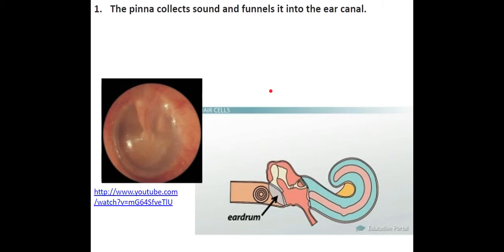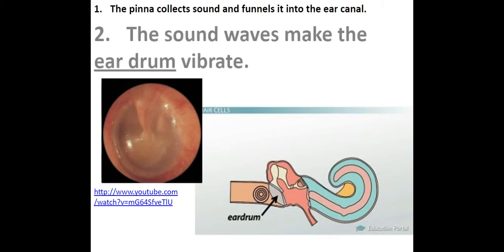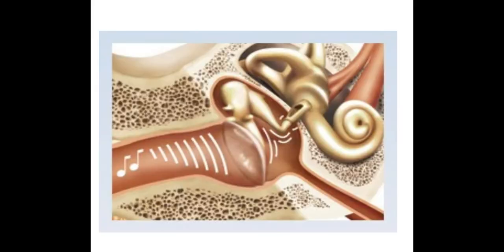So here's how it works. The pinna collects sound and funnels it to the ear canal. The sound waves make the eardrum vibrate. This video on the slideshow will show you what a real eardrum looks like if you go to a doctor's office and they look at your eardrum. So sound waves make the eardrum vibrate, and the middle ear will transmit those vibrations.